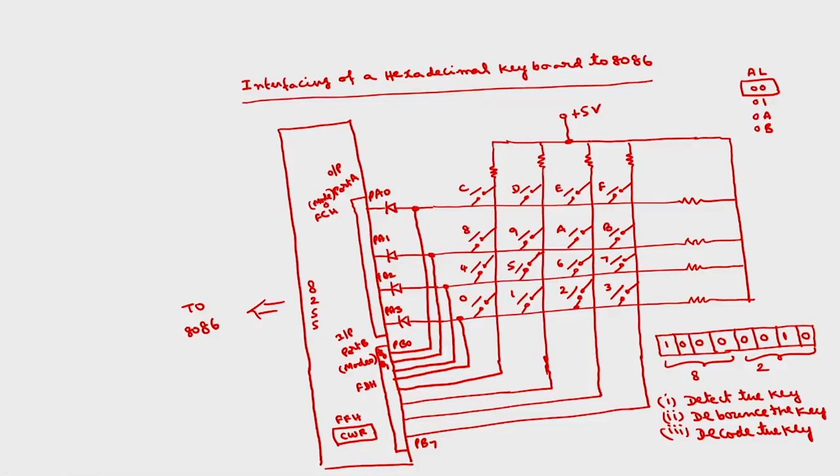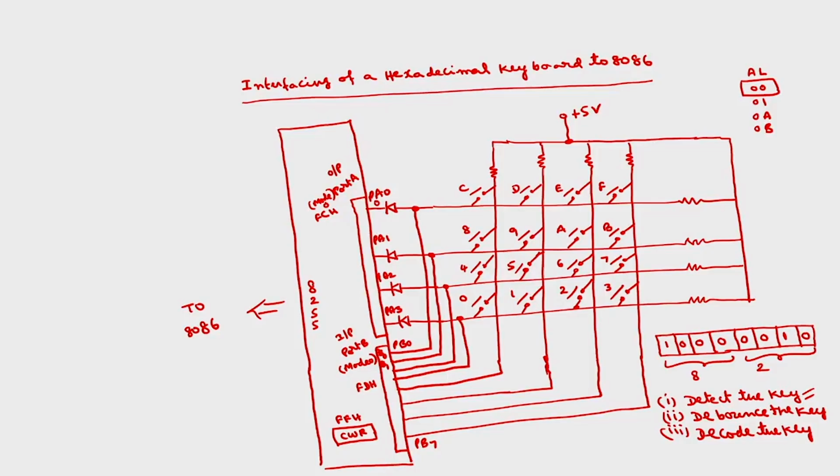So, I will explain these operations with the help of a flow chart, then I will convert the flow chart into an assembly language program. Okay. So, the basic process for detecting the key will be, you output a 0 on any of these ports. Okay. Let us first assume that all the keys are open, no key is pressed. So, what will be the value here?